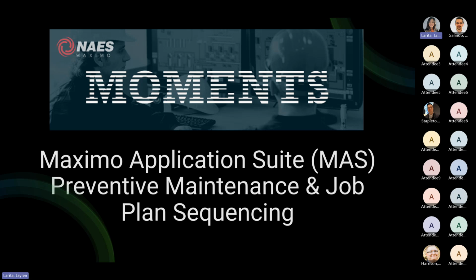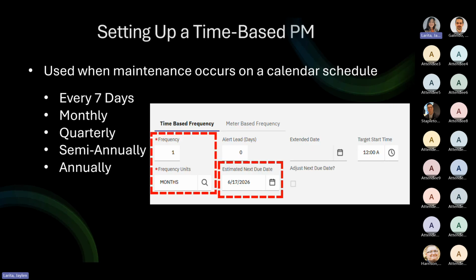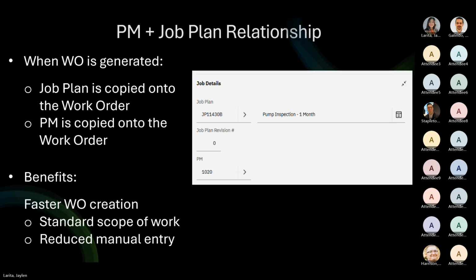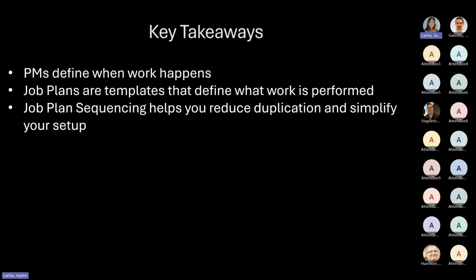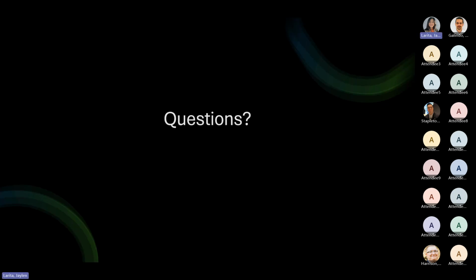Okay, so just going to skip over to my next slide. All right, so key takeaways. PMs define when work happens. Job plans are templates that define what work is performed, and job plan sequencing helps you reduce duplication and simplify your setup. Alrighty, we'll pause here for questions before wrapping up. Are there any questions?